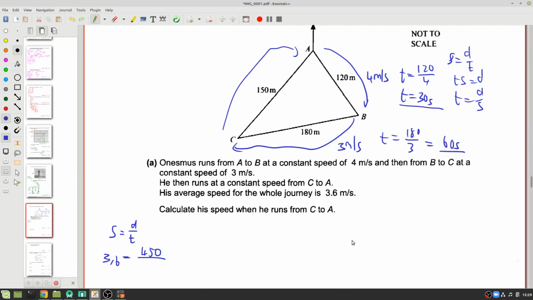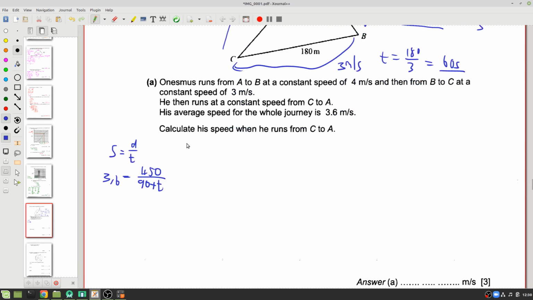Okay, good. So we know it's 30 plus 60, so that gives us 90 seconds for these two sections. Plus, we don't know this time yet, but we can just call it t, right? So that's the total time, 90 seconds for this plus whatever the time is for that. And then we can find the time. Like I said, there are always many ways to calculate this. This is just the first one I thought of. There might be quicker ways, but let's see how this goes.